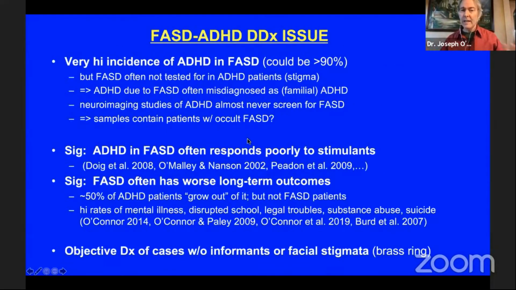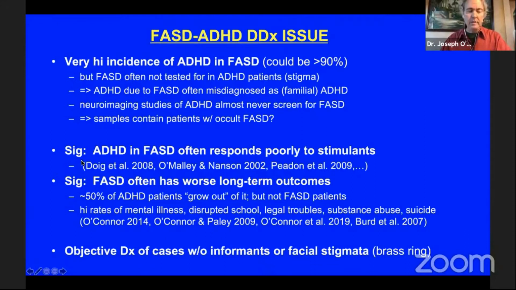So the FASD ADHD differential diagnosis is a big deal, as we've already alluded to. There's a very high incidence of ADHD in FASD, but FASD is not often tested for in ADHD patients. Therefore, ADHD due to FASD can often be misdiagnosed as ADHD from a different etiology, e.g. familial ADHD. And neuroimaging studies of ADHD almost never screen for FASD, which means that their samples may well contain patients who have occult FASD in them. So these past couple decades of neuroimaging research that we've done on ADHD, the validity of some of those findings might be put in question.